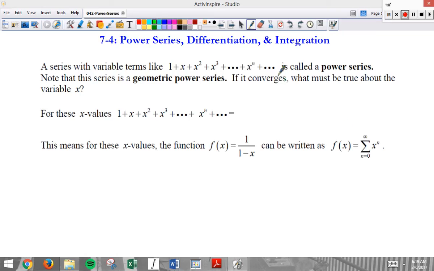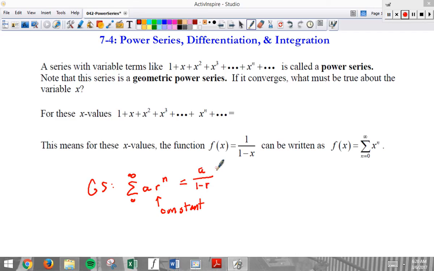Okay. So, if you watched the 7-3 video, which you really should have before you watch this, you will remember that a geometric series was a sum of a times r to the n, where r is some constant. And we learned that if you add all these things up from 0 to infinity, what you get is a over 1 minus r. So you get a constant. If you add up a bunch of constants, you get a constant.